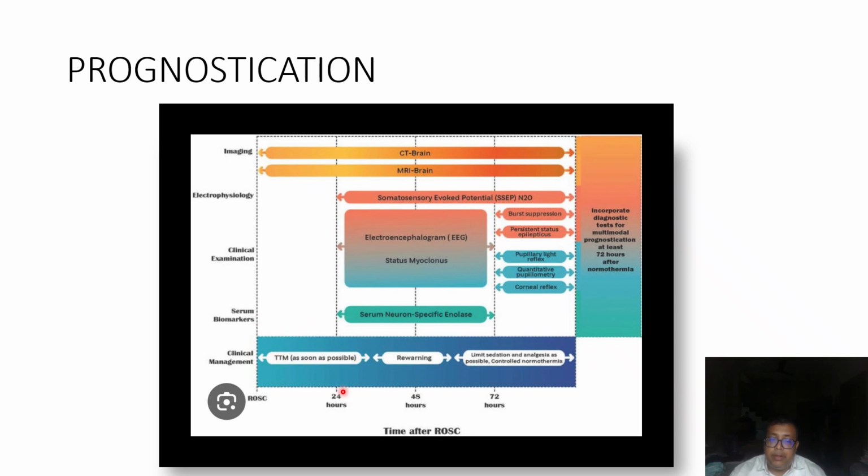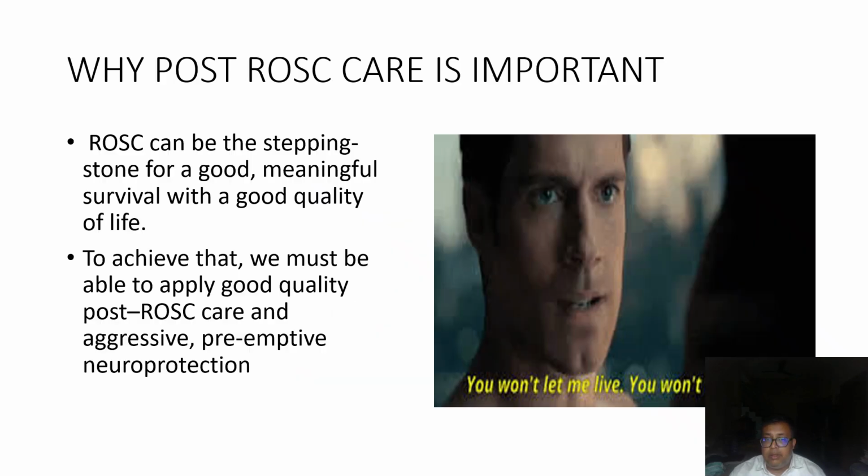after 24 hours of the ROSC. Target temperature management, with specific temperatures of 32 to 35 degrees Celsius, has to be initiated and continued for at least 36 hours. After 36 hours, gradual rewarming over the next 24 hours has to be done. Limit sedation. Look at EEG burst suppression or the presence of persistent status epilepticus, pupillary reflexes, corneal reflexes, and quantitative pupillometry, and incorporate these tests for multimodal prognostication at least 72 hours after normothermia or ROSC. So these again were the updates.